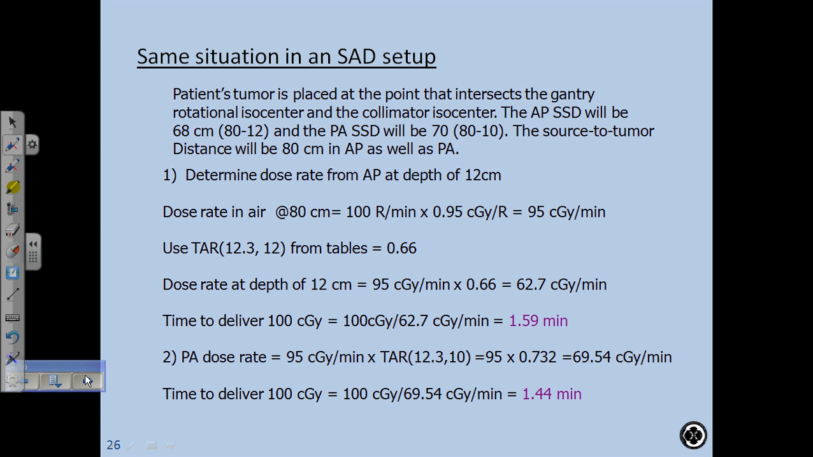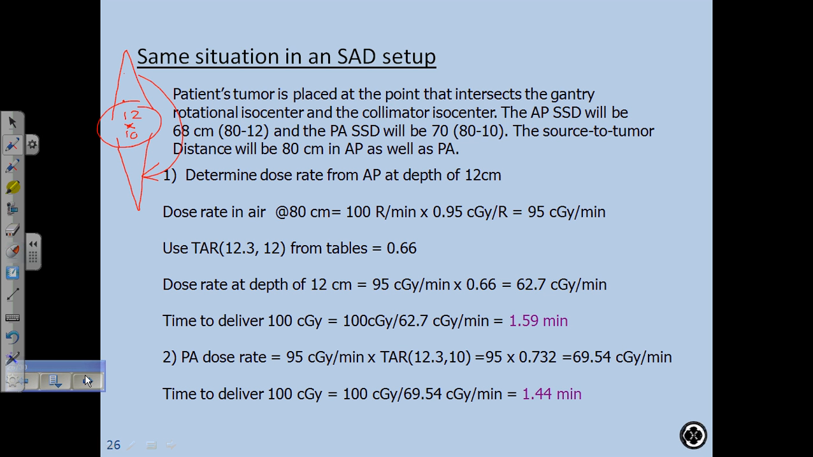So in an SAD setup, the isocenter of the machine is now placed. Here's our patient. So this is 12 and this is 10. We're going to put the isocenter here this time. We're not going to put it here and then here. We're just going to put it in one spot, right there. And we're going to treat AP, then rotate around and treat PA. Okay? No movement of patient.